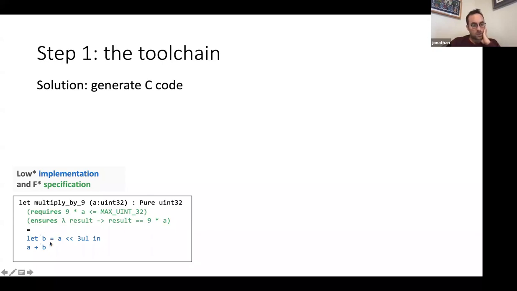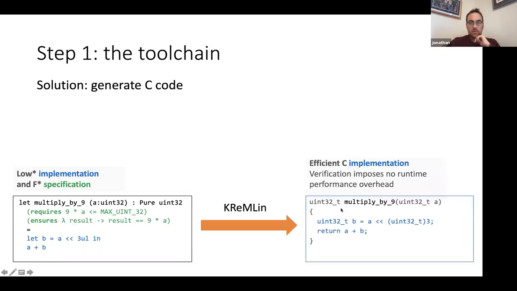And so we have carved out a subset of F-star called Low-star, for low-level F-star, that restricts the kind of operations you can do. But the upside is if your code fits in the Low-star subset, it can be efficiently compiled to a C implementation. You get the blue code that compiles to C, the green code has been erased, and now you have a C function that's readily usable in any toolchain that supports C. And that's the essence of our verification pipeline.